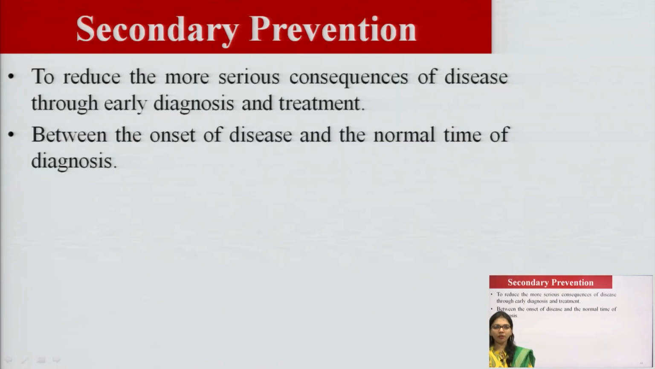Now, this is secondary prevention, to reduce the more serious consequences of a disease through early diagnosis and treatment. It means that before the worsening of a patient's condition, we give a treatment, and that comes under secondary prevention. Or we try to detect a disease earlier and prevent it from getting worse. That is called secondary prevention.